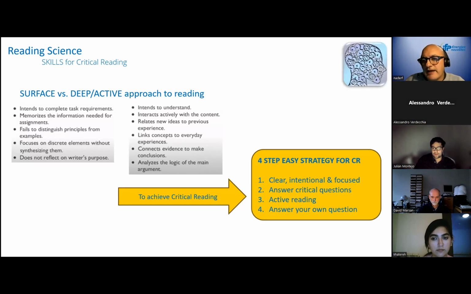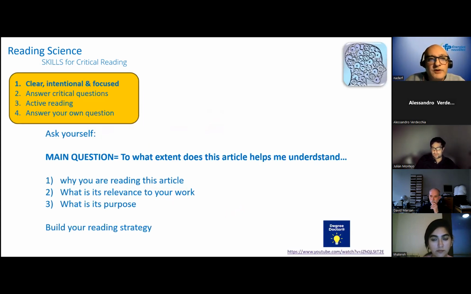First, like I said, active means clear, intentional, focused. Second, to answer critical questions, active reading means answering your own questions. So first, when I say clear, intentional, focused, it means that you need to ask yourself the most important question: to what extent does this article help me understand what I'm interested in, a dolomite? Is this article, from the title even, going to help me understand a question that I want to deal with for my PhD?